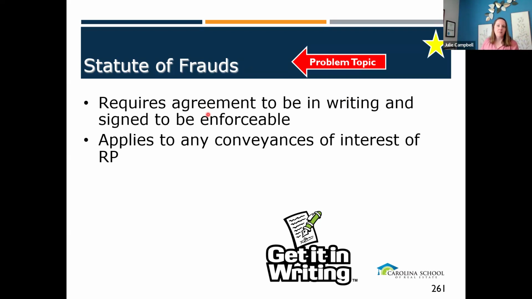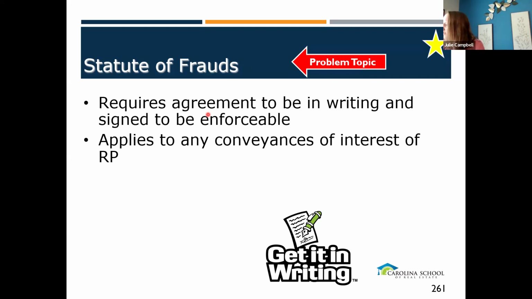I think a side-by-side comparison is helpful so we can see the difference. The only difference is Connor records. Statute of frauds says put it in writing and sign. Statute of frauds does apply to any conveyances of interest of real estate, specifically on page 261. The second paragraph there specifically tells us what the statute of frauds requires to be in writing.